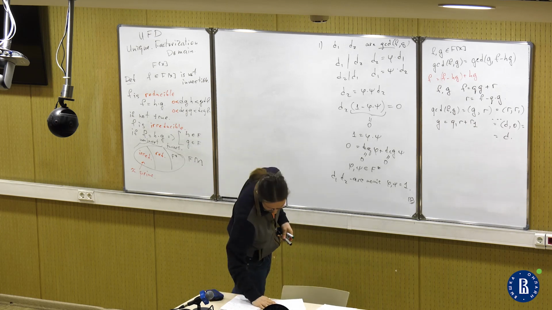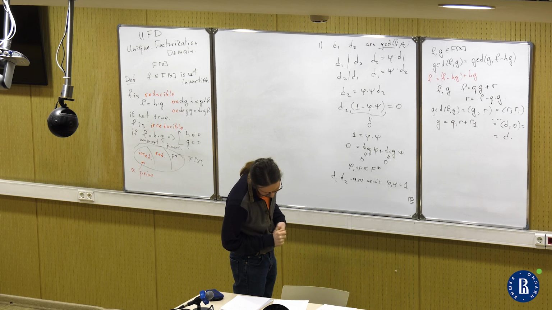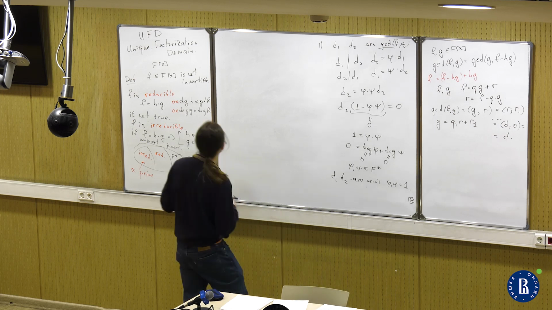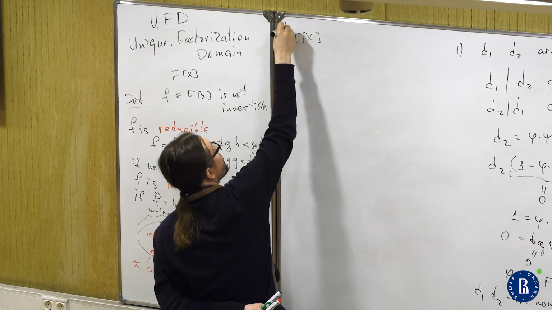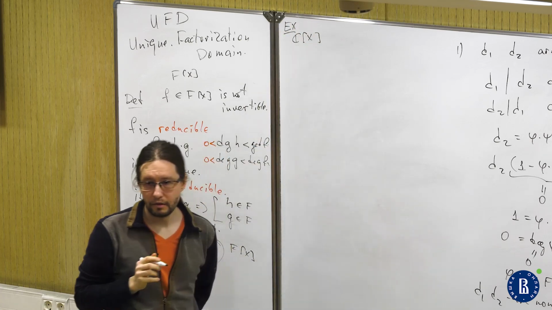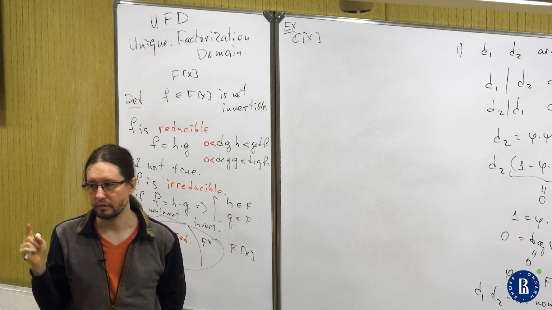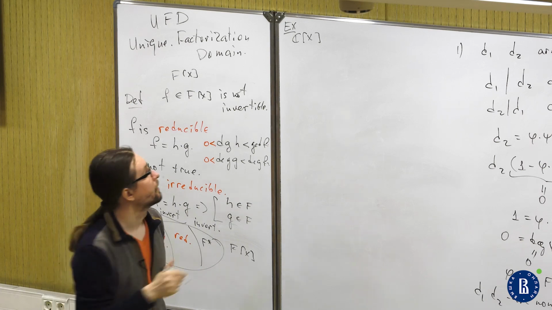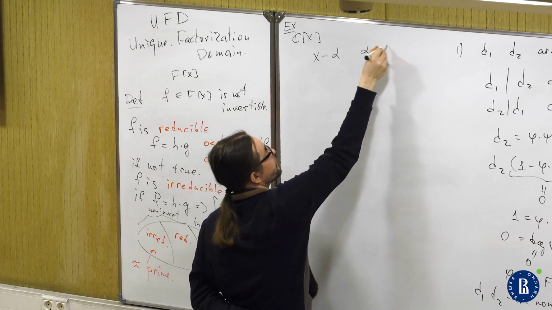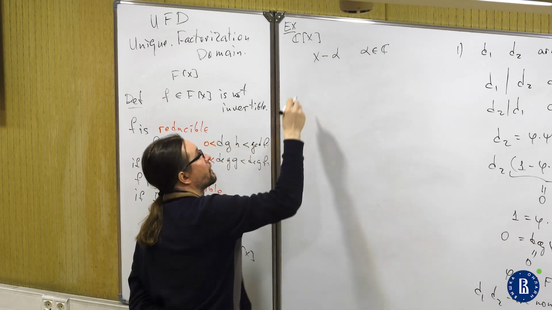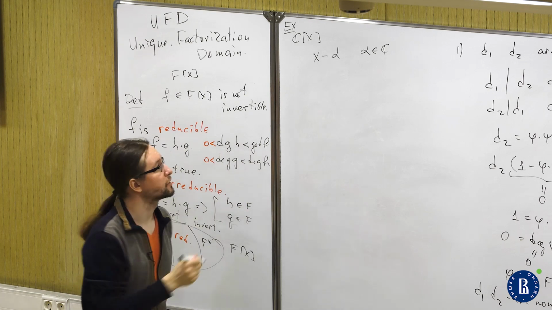Oh yeah, let me give you an example. If you take C of x, the polynomials with complex coefficients, then if you take x minus alpha, where alpha is a complex number, this is an example of an irreducible polynomial.